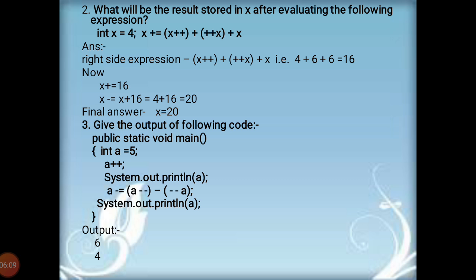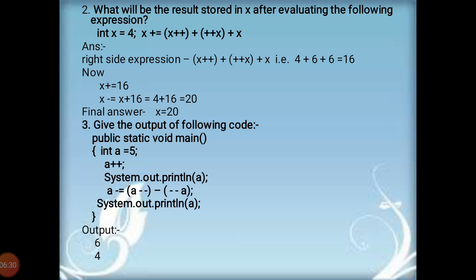Then 4 + 6, and the value of x is again 6, so the right hand expression is 16. Now as per the question, x += 16, and initially x is 4, so x = x + 16, it means 4 + 16, which is 20.